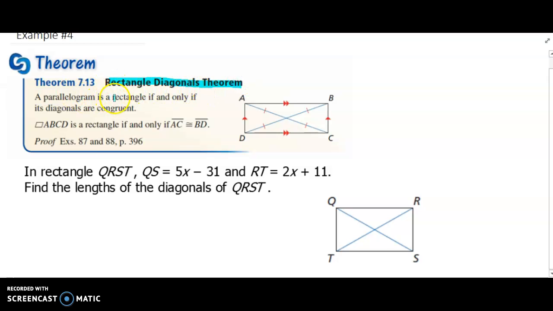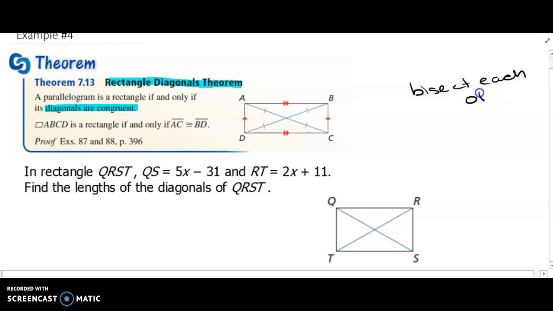A parallelogram is a rectangle if and only if its diagonals are congruent. Okay, so we automatically know that the diagonals bisect each other. And now we know they're congruent. They bisect each other because a rectangle is a parallelogram. Properties of parallelogram, they bisect each other. But now they're congruent. So because they bisect each other and they're congruent, now we'll call this M.